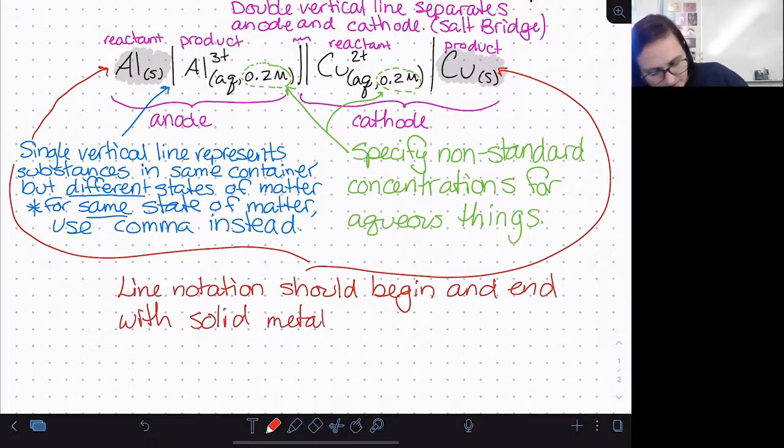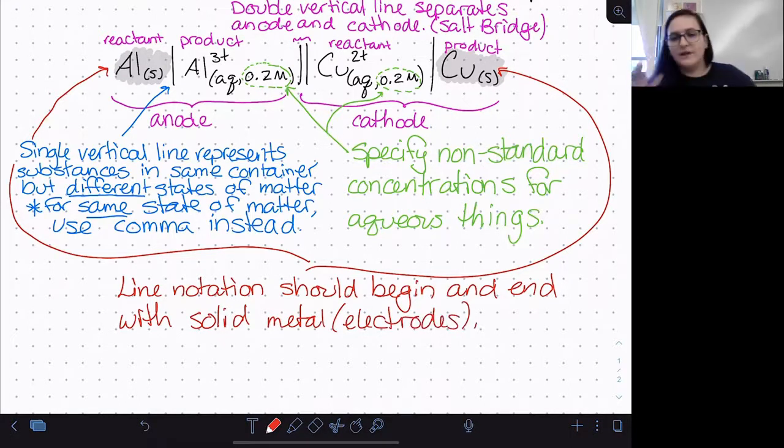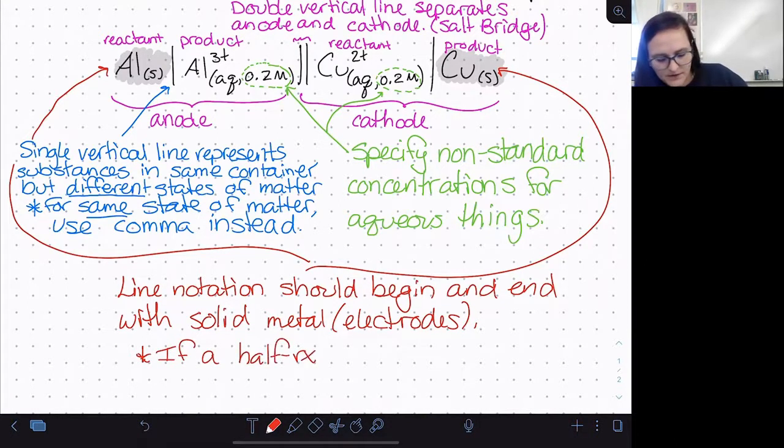Specifically a solid metal, as those are the actual physical electrodes that are conducting electricity into your solution. If a half reaction doesn't involve a metal, you need to stick something in there.